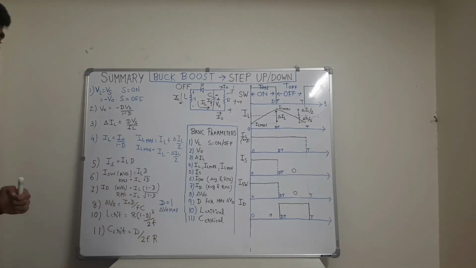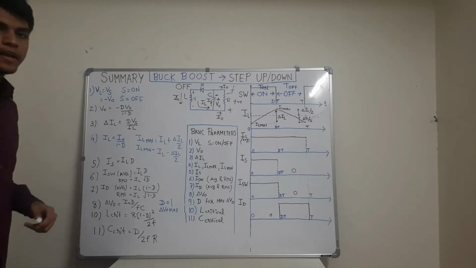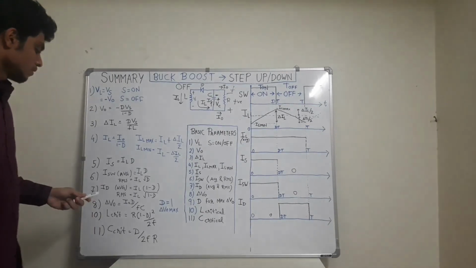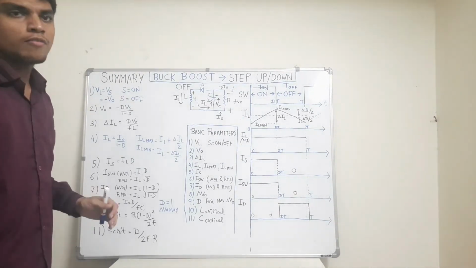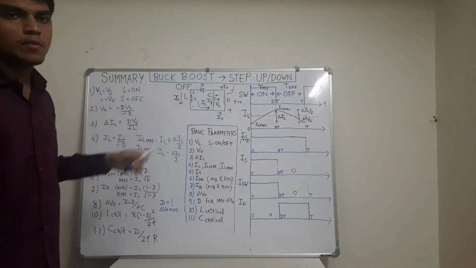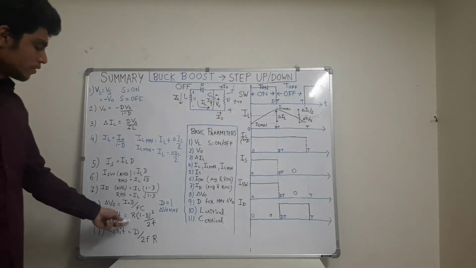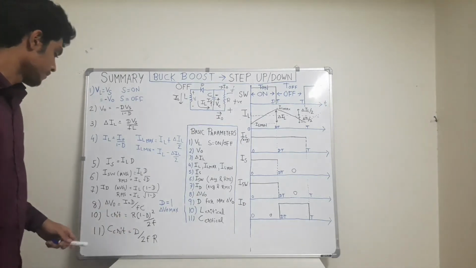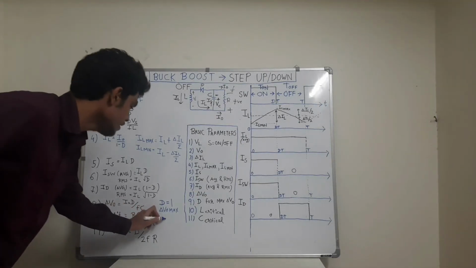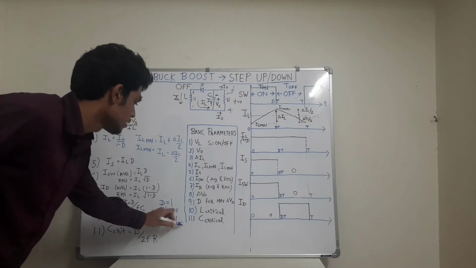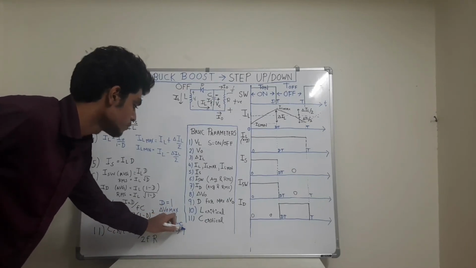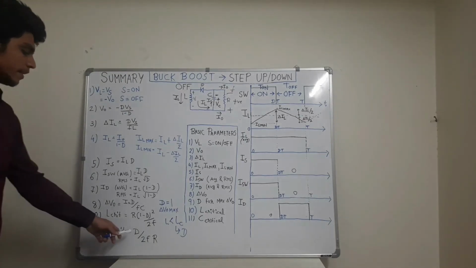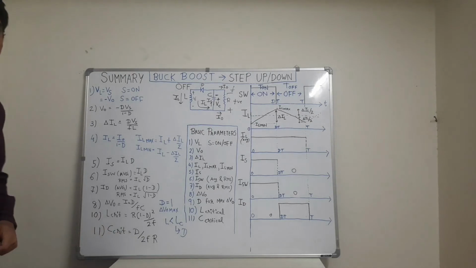Now the 10th thing is the L critical, that is critical inductance. Minimum value of inductor required such that the mode of conduction of this inductor becomes continuous, that we saw, is R into (1 minus D) whole square divided by 2F. And for L less than LC, the mode becomes discontinuous, we saw. Now the 11th thing is C critical, that is equal to D upon 2FR.